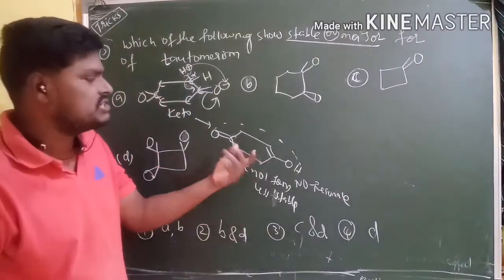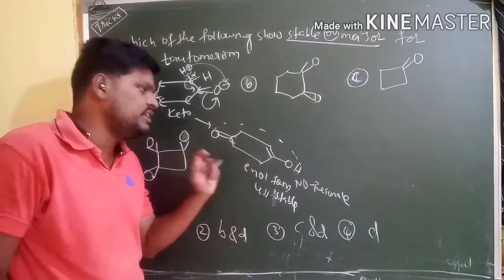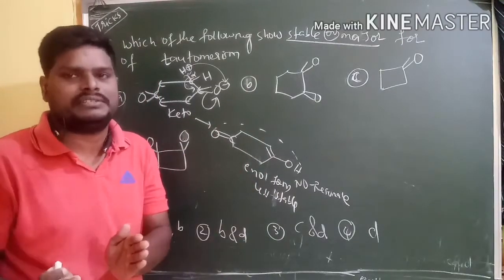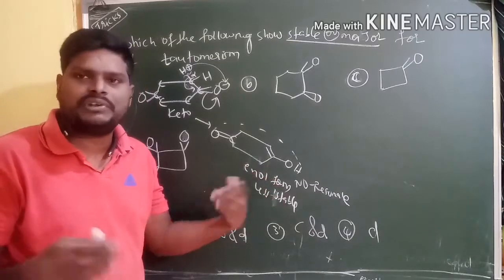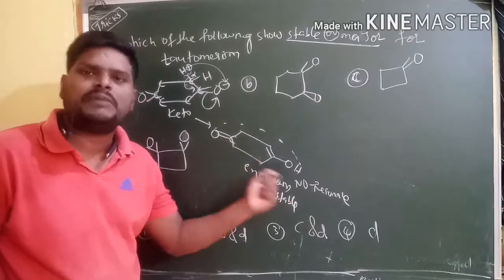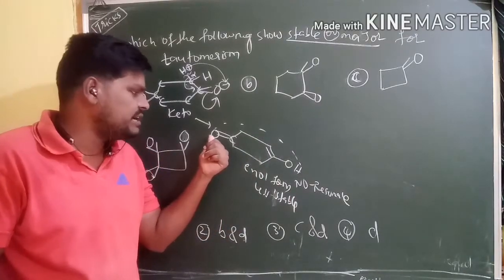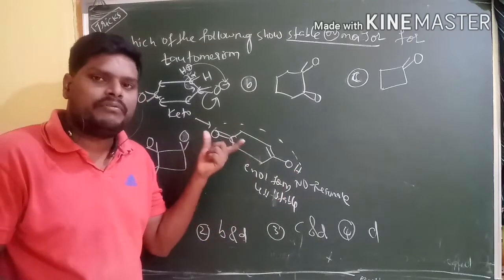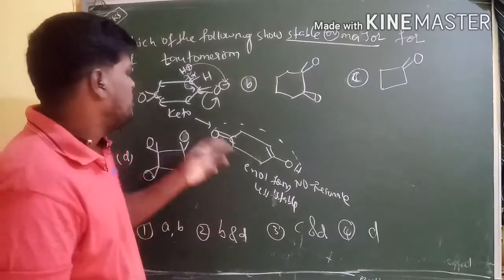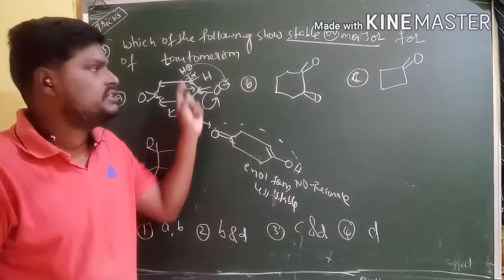Here there is no resonance, sir, because no conjugation is there. Double bond, single bond, double bond. I told you already, double bond, single bond, double bond, single bond. This is called conjugation. So here there is no conjugation system, that's why no resonance. Hydrogen bonding is not possible because of the electronegative oxygen atom, and hydrogen being far from each other. So the first option is not correct for this one.